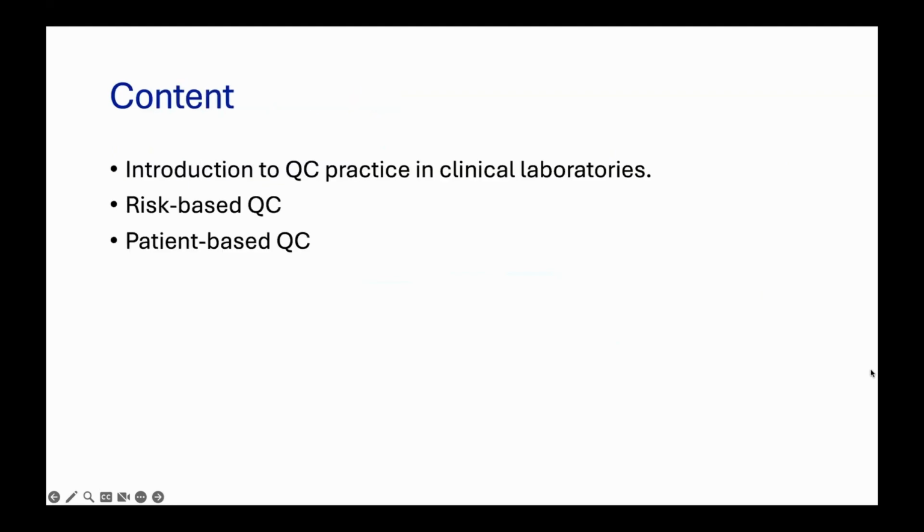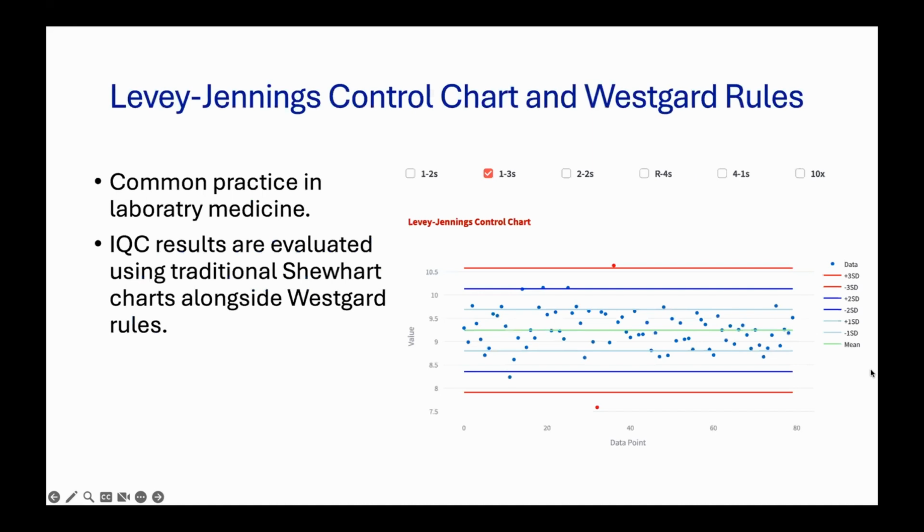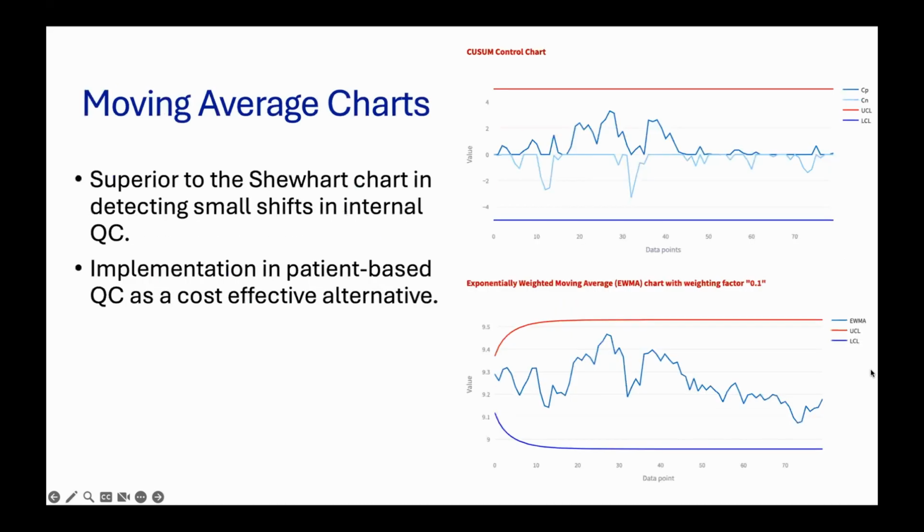In this presentation, I will introduce you to the concepts of risk-based and patient-based quality control, covering both theoretical foundations and practical applications. Let's begin with the basics of quality control practice. In statistical quality control applications, internal quality control results are commonly evaluated using traditional Hewitt charts, also called Levey-Jennings charts, in conjunction with Westgard rules such as 1:3s, 2:2s, R4s, and 4:1s.